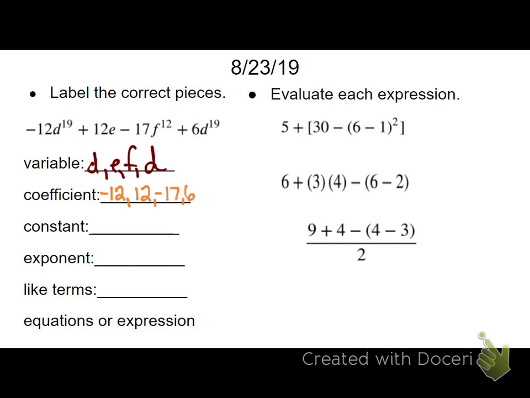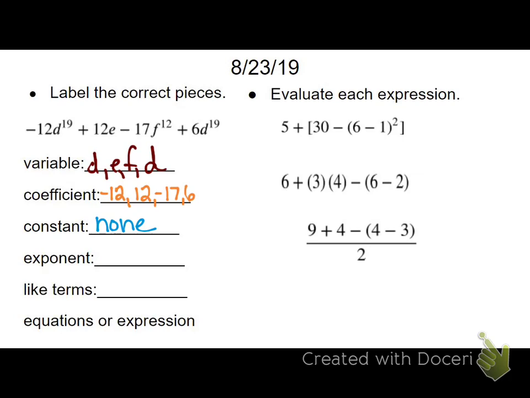Moving right along. Constant. Josh, what are my constants in this statement? There are none. What is a constant? Dylan, go ahead. A number on its own. Yeah, a number by itself.